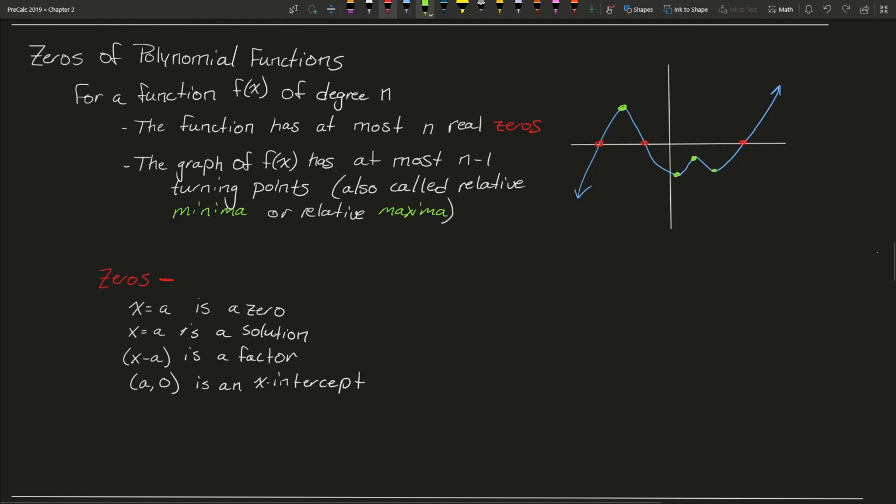When we talk about zeros, any of these 4 things can be used. So x equals a is a 0, x equals a is a solution, x minus a is a factor, or a 0 is an x-intercept. All of these things are interchangeable and they mean the same thing. We're just talking about where the graph intersects the x-axis.